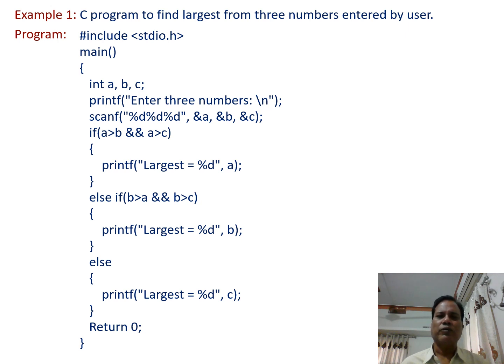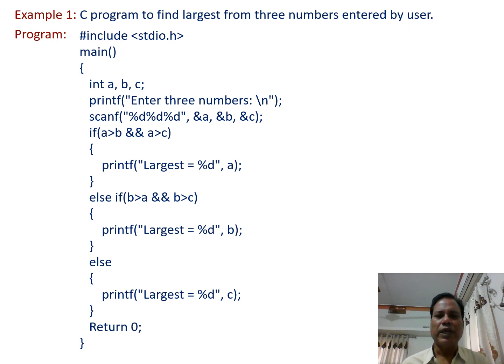In this code, the first statement is int a, b, c; so we declare three integer variables, as we have to input three numbers. The next statement prints "Enter three numbers". This message is printed on the output screen, and we enter the three numbers, which are taken by the scanf function and stored in the variables a, b and c.